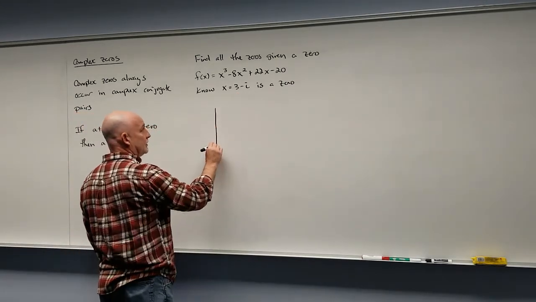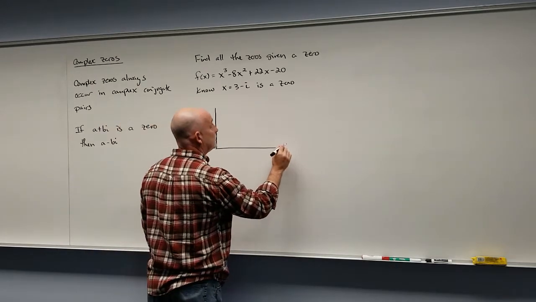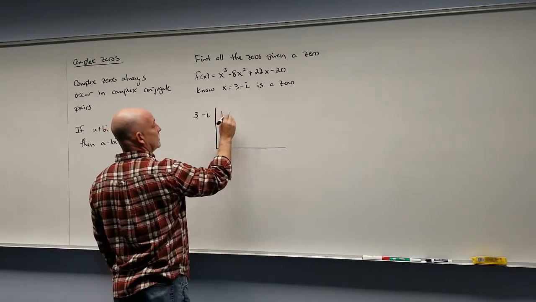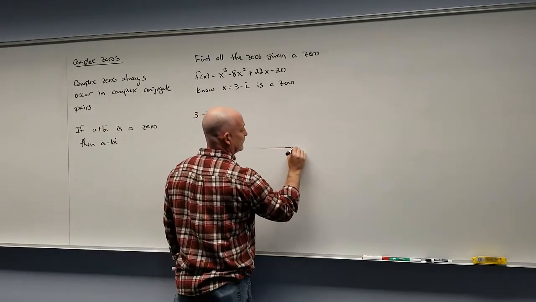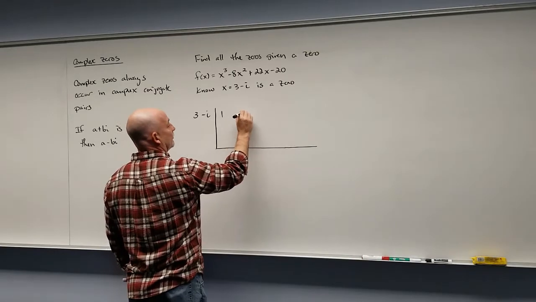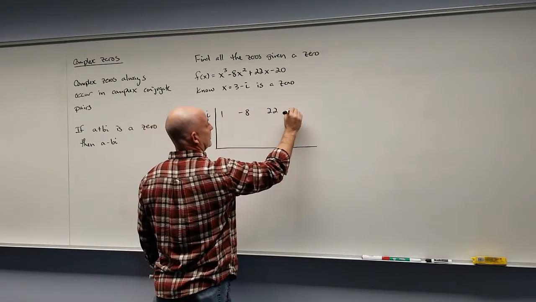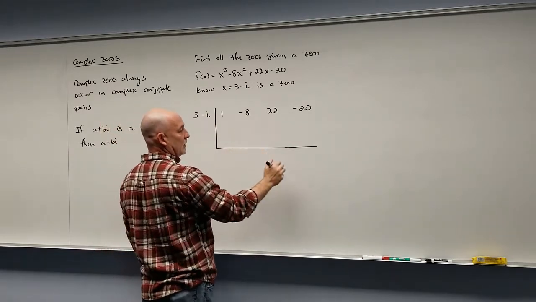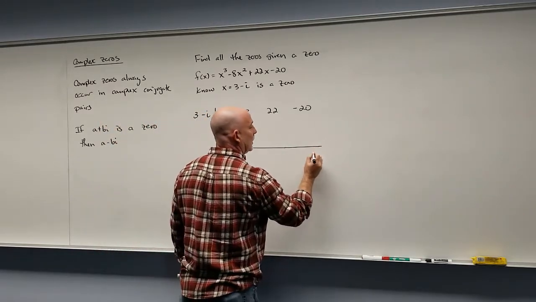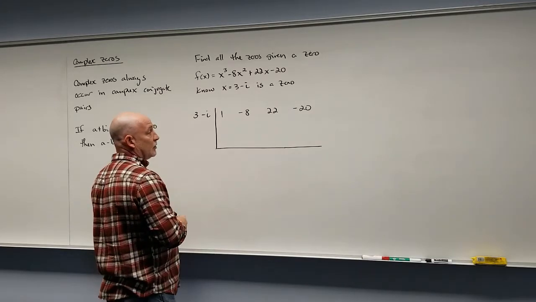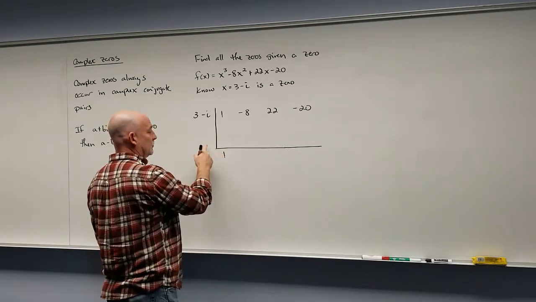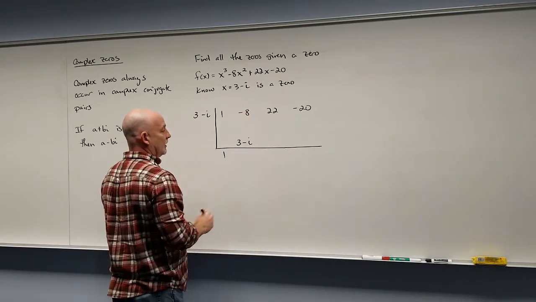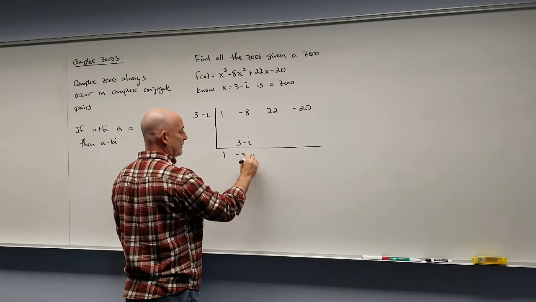Well, since we know that that's a 0, we can now use this 0 to reduce the degree of this to help us to solve it. So 1, minus 8, 22, and negative 20. Now notice I gave myself a little bit extra room because the numbers I'm going to be using here are complex numbers. Synthetic division works the same way though. You bring down the 1, you multiply, so that's 1 times 3 minus i, which is 3 minus i. Then add down, that's negative 5 minus i.